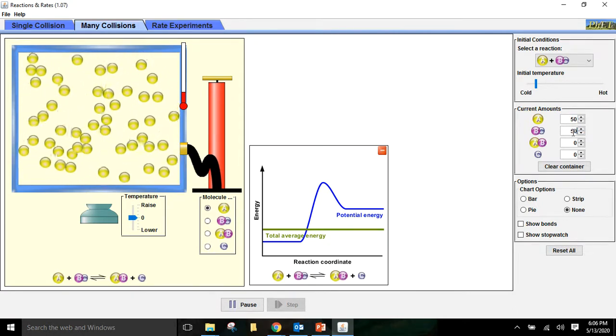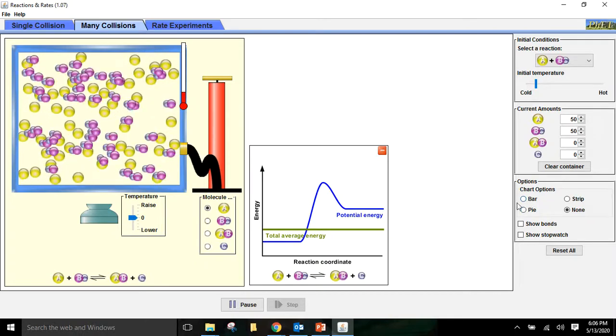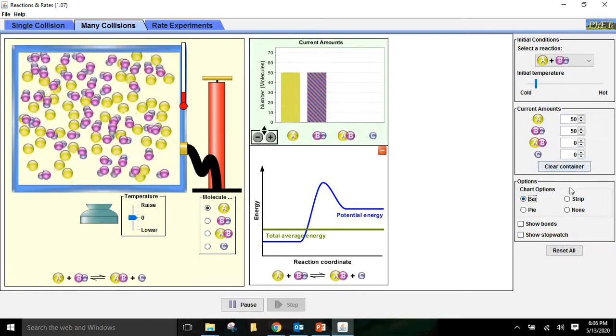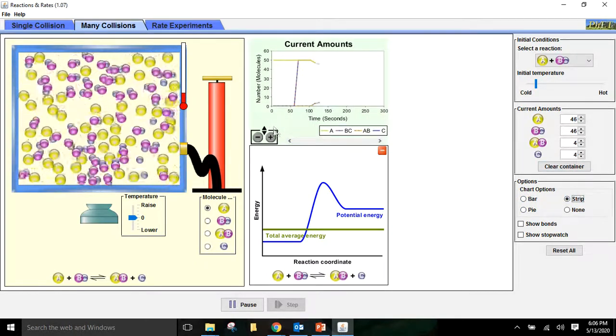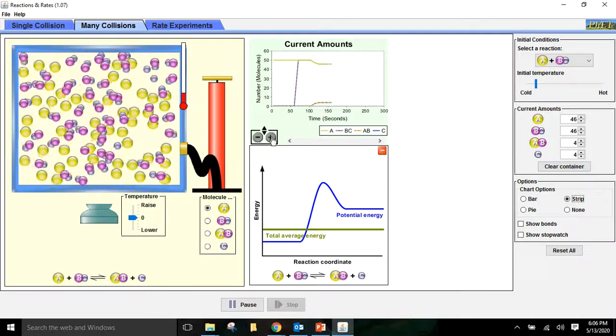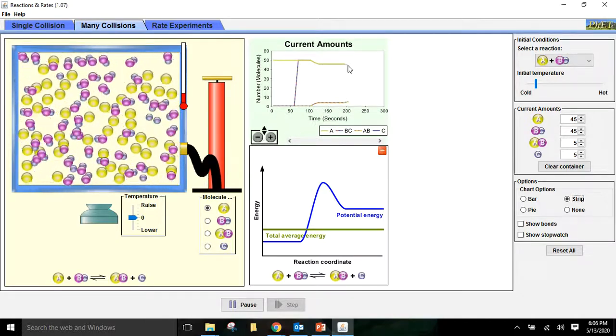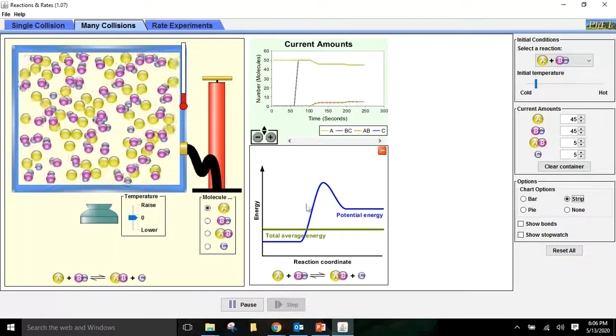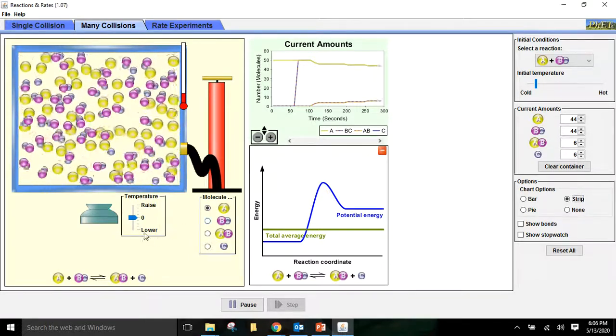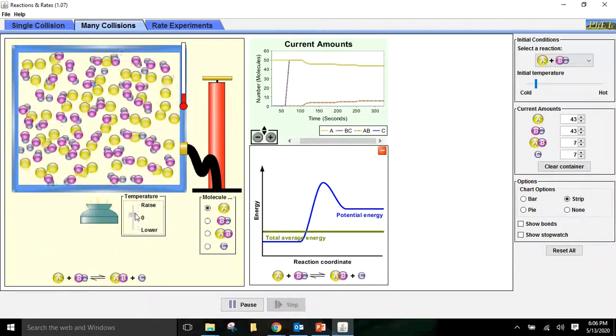And when I do that, boom, they, of course, will start to collide. As they collide, you can see that it's starting to shift. In my strip chart, I can see that they are moving towards an equilibrium. You can see that this one does not like to make a lot of products because it's an uphill battle. So one thing I can do is increase the temperature.